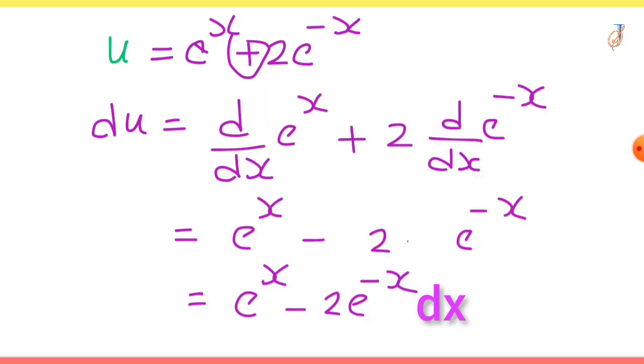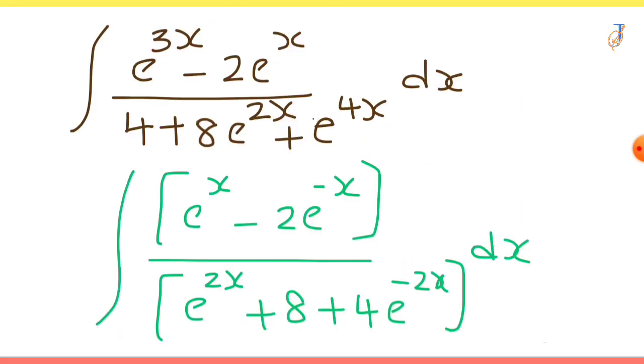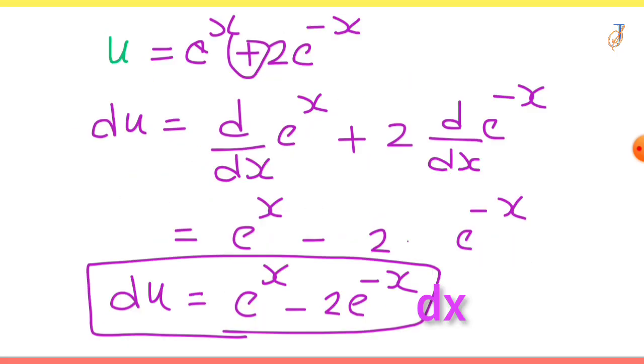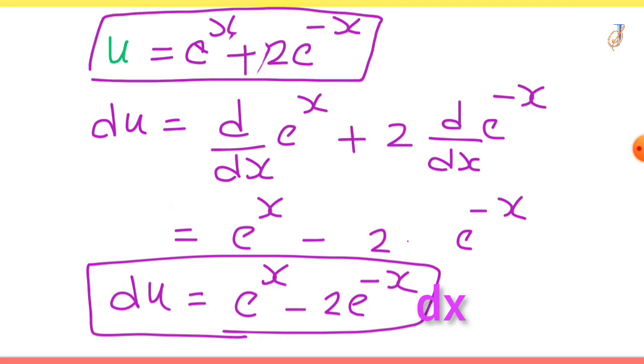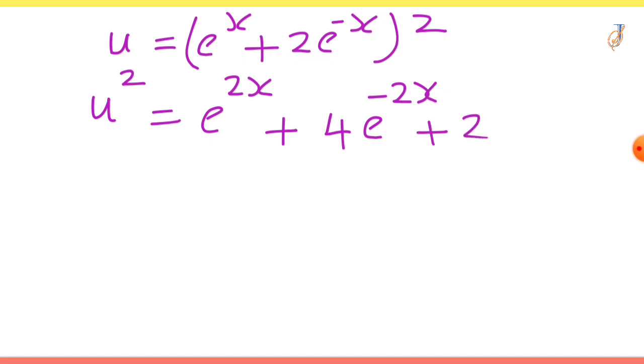You observe that the result is the same as our numerator. See here, it is the same as our numerator. That means we are on the right path. Now if you square both sides for u, where we consider u as e^x + 2e^(−x), it is in the form of (a + b) whole square, that is a square plus b square plus 2ab.